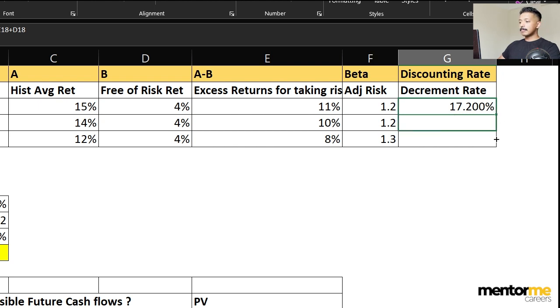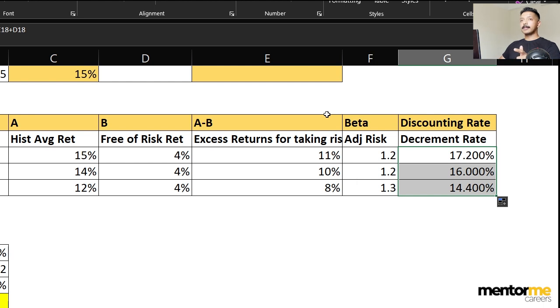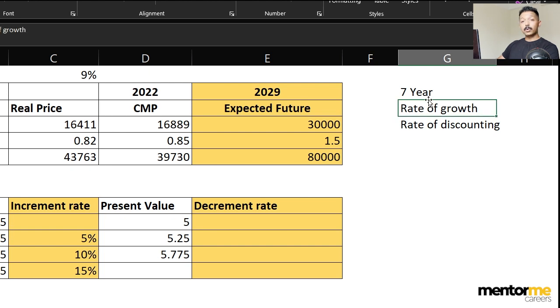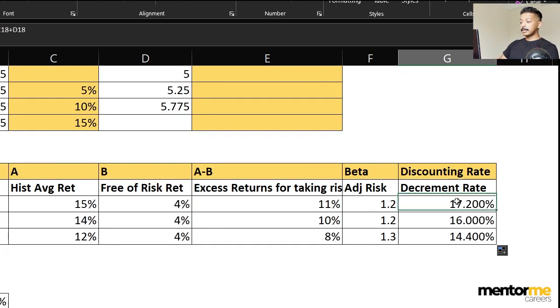And if you did the same calculation for all of them, you'll get separate answers. So again, the assumption here is that this is an assumption. And if this is an assumption, then even the discount rate is an assumption. So you have to understand that even your rate of growth and future expected value is an assumption. Your discounting rate is also an assumption.